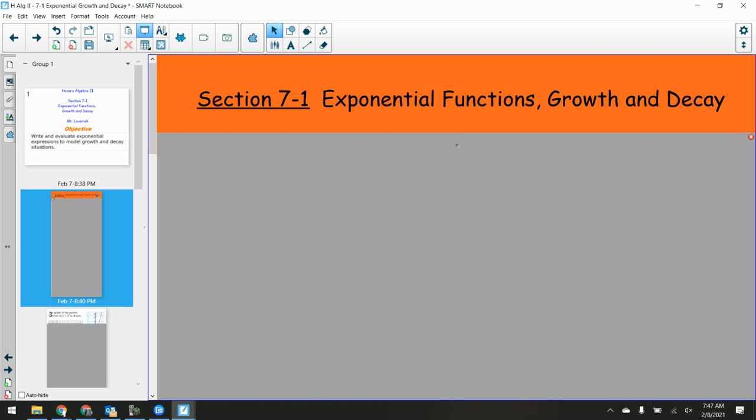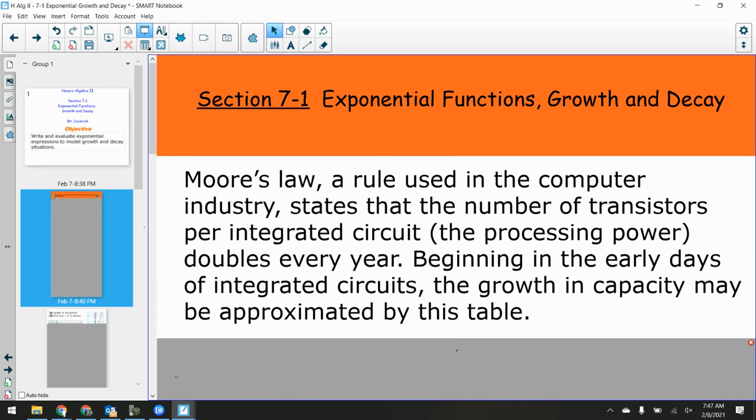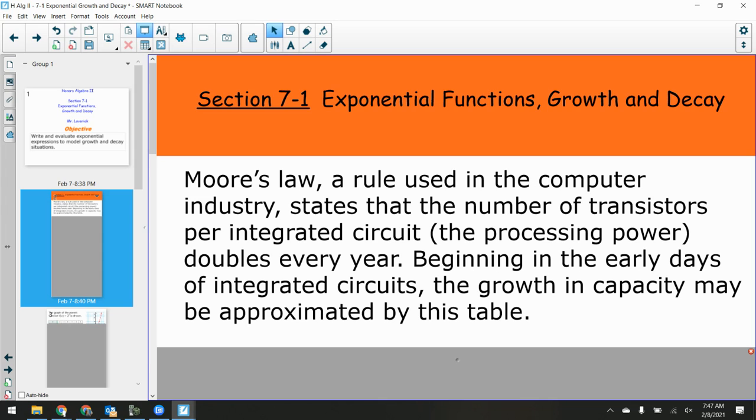The book likes to present this example about Moore's law. Anybody ever hear of Moore's law? It's like a computer law. The book presents this: basically, it states that the number of transistors per integrated circuit, basically the processing power, doubles every year.